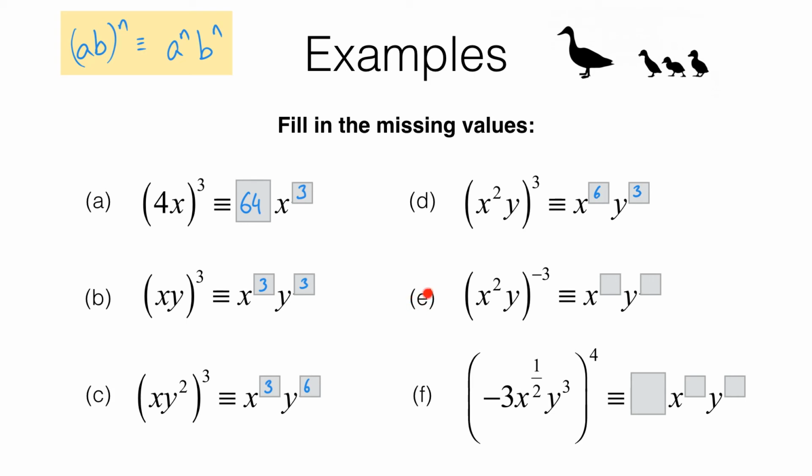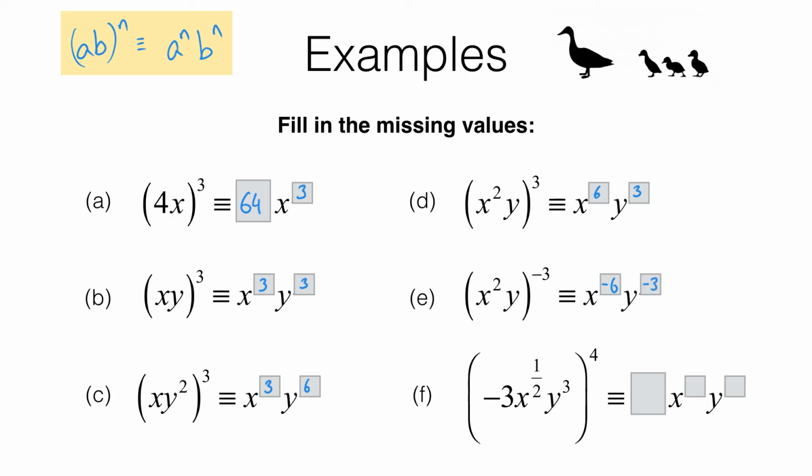Moving on to question E. It's very similar to D, except this index has changed from a 3 to a negative 3. But apart from that, the process is exactly the same. Can you see what the answer is going to be? Hopefully you've spotted that it is x to the negative 6, y to the negative 3. So x squared to the negative 3 is simply x to the power of 2 times negative 3. And y to the power of negative 3 is simply y to the power of negative 3.